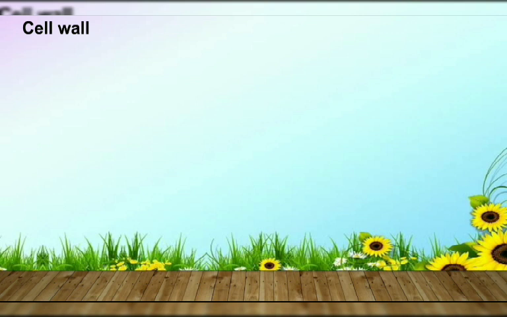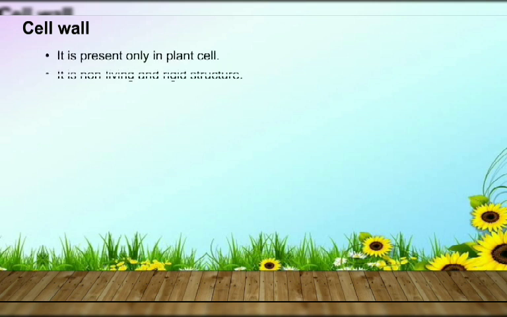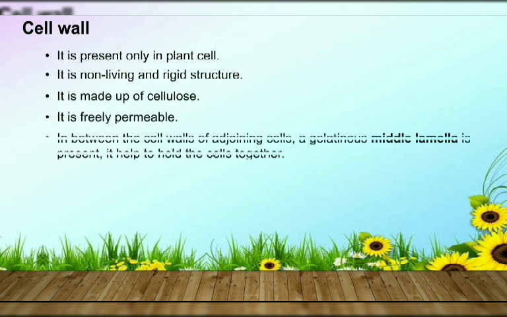Cell wall is present only in the plant cell, not in the animal cell. It is a rigid structure, a non-living structure. It is freely permeable. It allows all the substances to come inside the cell. It is made up of cellulose. Some points are there, you see that. Non-living and rigid structure, made up of cellulose, freely permeable. In between the layers of two cell walls, a single layer is present, that is called the middle lamella.